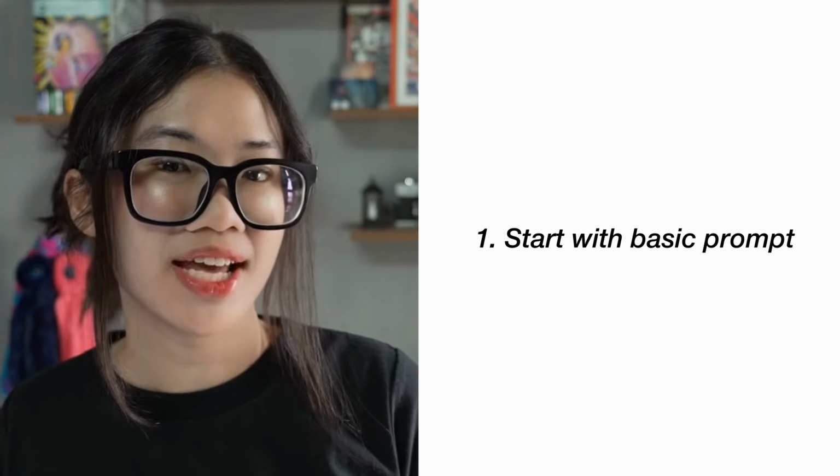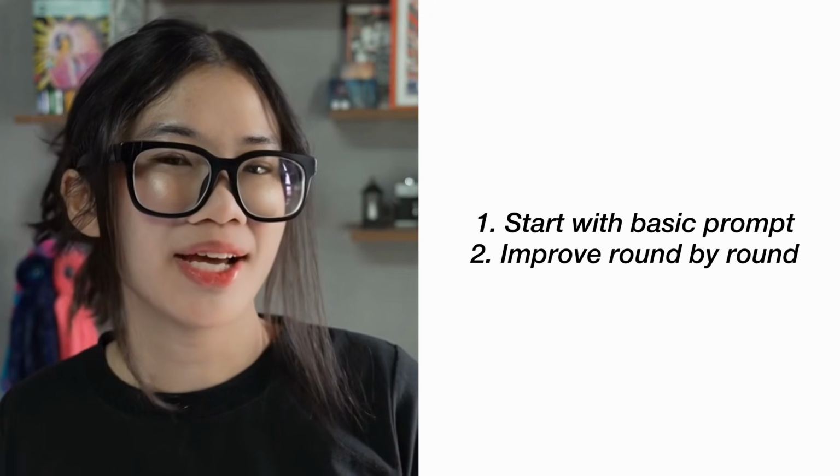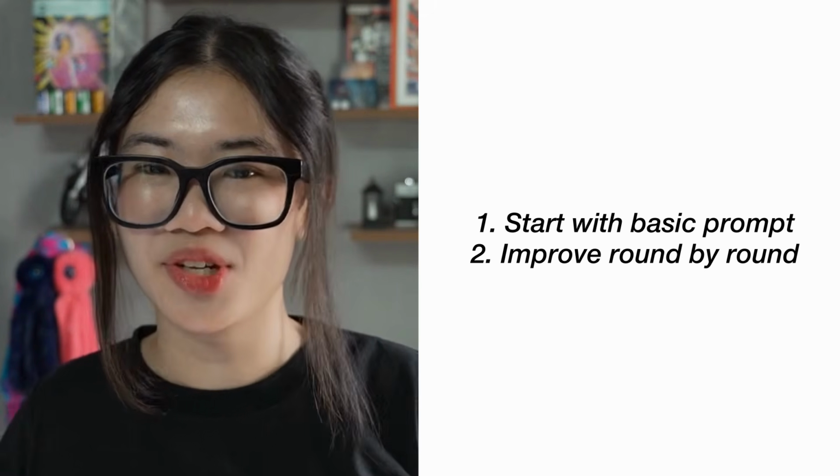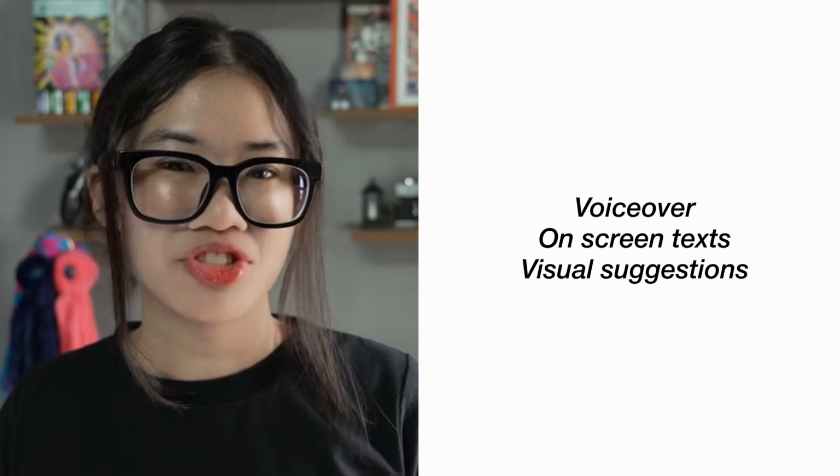Test setup. We'll ask Claude to create a 60-second YouTube short script about using AI to generate content ideas. First, I'll use a basic prompt. Then I'll improve it round by round, using the same core prompting principles from the Claude team. By the end, we'll turn a generic AI draft into a production-ready script with voiceover, on-screen text, and visual suggestions.